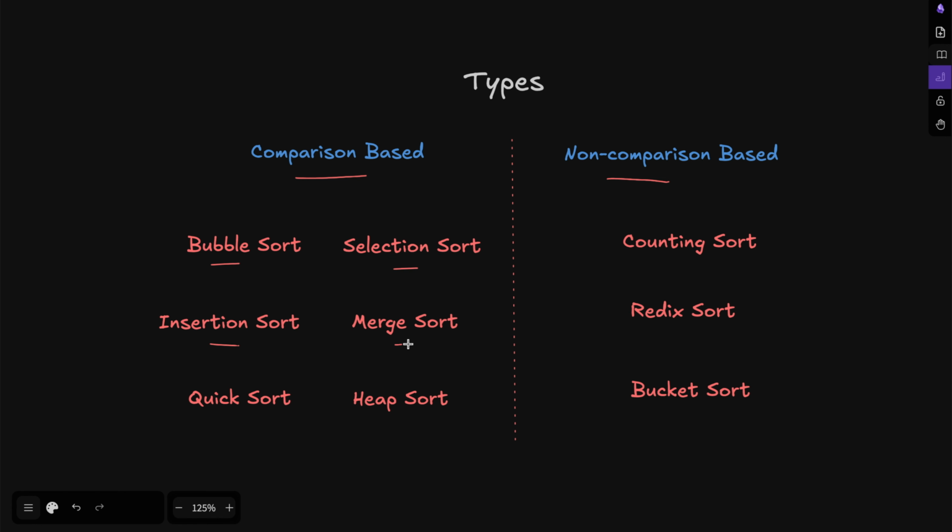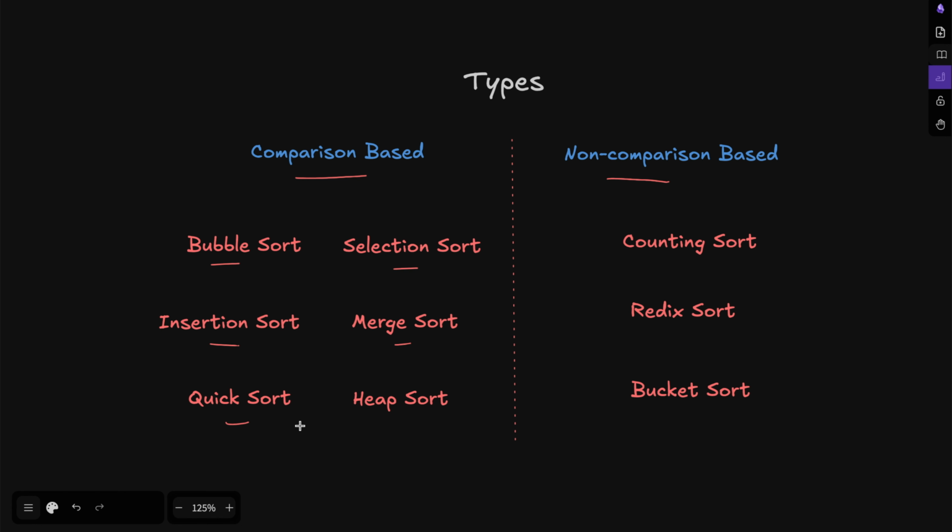Then we have merge sort. In merge sort, you divide the list into two sublists and then sort them recursively and merge them together to end up with a sorted list. Merge sort is efficient and stable with a time complexity of O n log n, which is one of the quicker time complexities. Then we have quicksort.